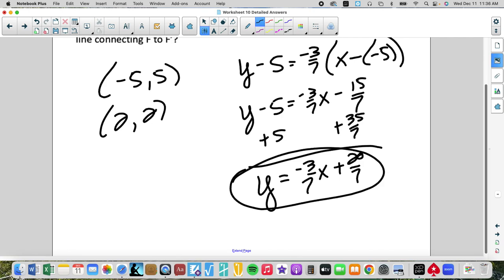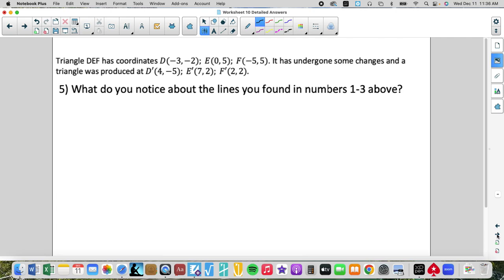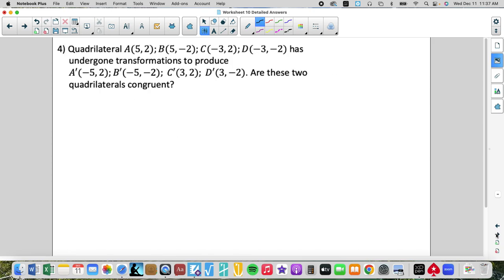Yeah, so look at number 2A. I think that's wrong. All right, number 5. What do you notice about the lines if you found in numbers 1 through 4? Same slope. Yeah, slope, because they're being shifted the same. They have the same slope, different y-intercepts, meaning they are parallel. Yes. Number 4, and again, notice we're actually on number 6.